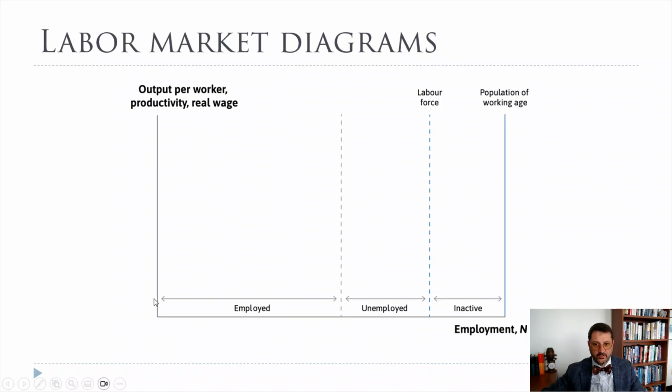And so here we've got the employed going from left to right. The unemployed are being measured as this distance. Often it will be important to remember that if we move from left to right, employed is going up and unemployed is going down. And as we move from right to left, the unemployed is going up and the employed is going down.